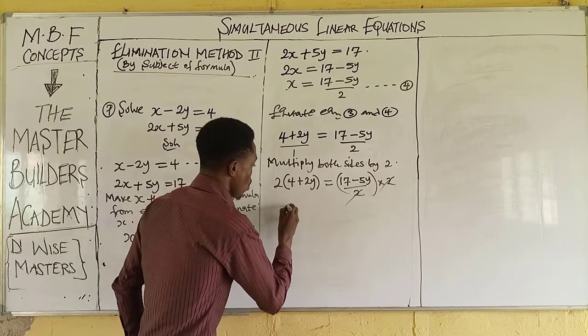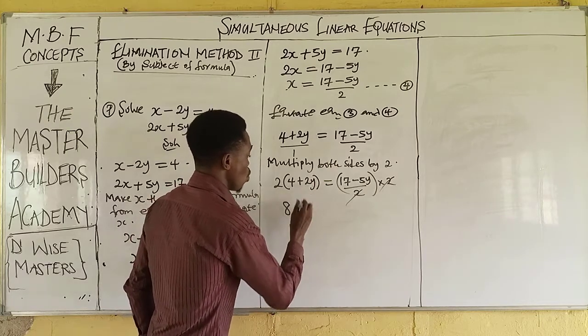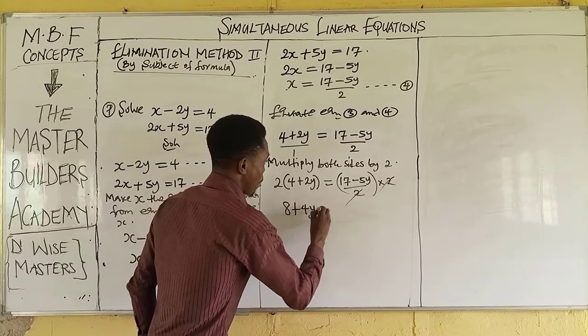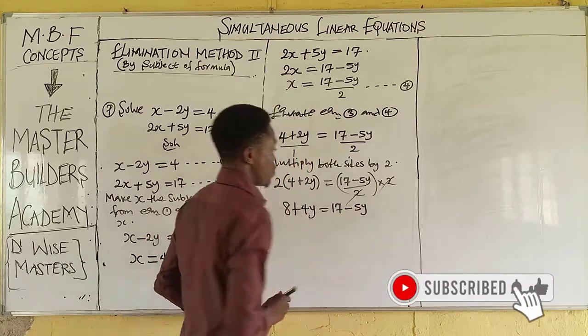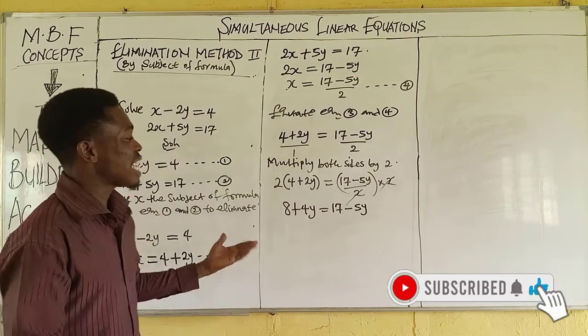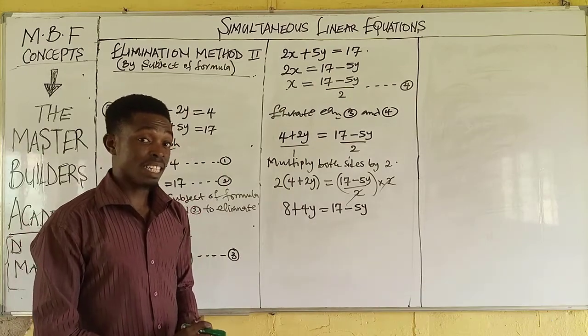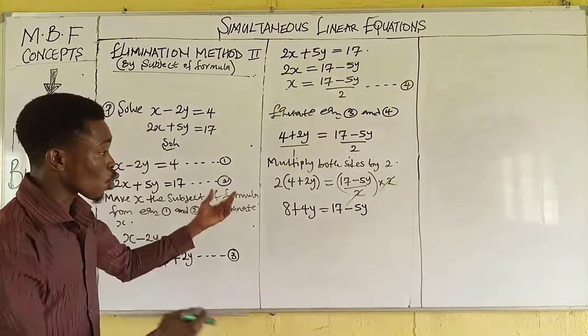Now at this point, guys, all we need to do is to remove the bracket. 2 times 4, we have 8. 2 times 2, we have 4y. Then we now have 17 minus 5y. At this point now, we have linear equation. Right? Yes, this is linear equation. All we need to do is to collect like terms.